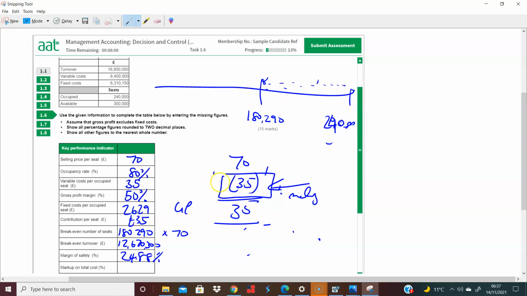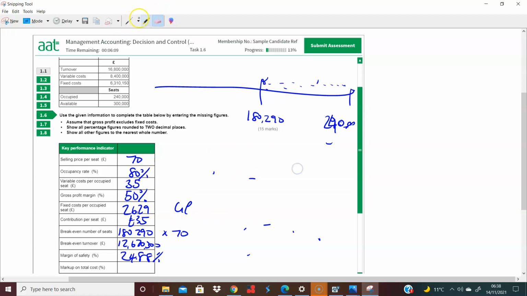Forgive me, I was talking about just the initial markup, but the markup on the total cost here, given that I know what my fixed cost is per seat, let's just follow the question to the letter. So you have 70 minus 35, which is your variable cost, which is 35, and then you take away 26.29. 35 minus 26.29 gives you 8.71.